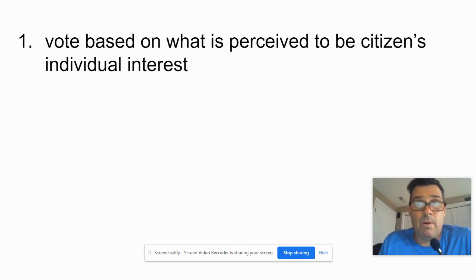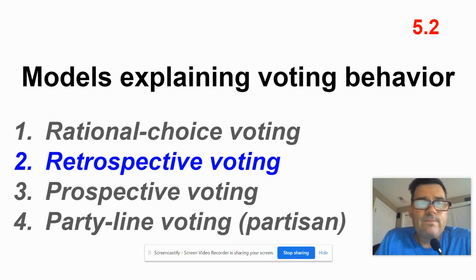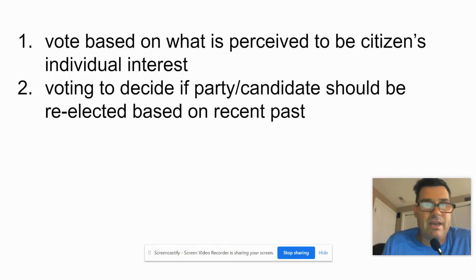I would say most people probably don't vote this way. Retrospective voting. This is a little more common. When you have a president running for re-election, a big part of the voting is retrospective. What does that mean? Well, it's voting to decide if the party or the candidate should be re-elected based on the recent past. So do you think they've done a good job? If you do, then you go ahead and vote for them. And if you think they've done a bad job, then you say, I'm tossing the bum out.